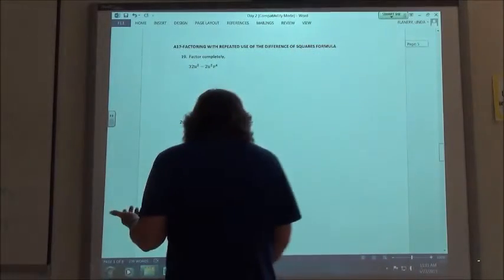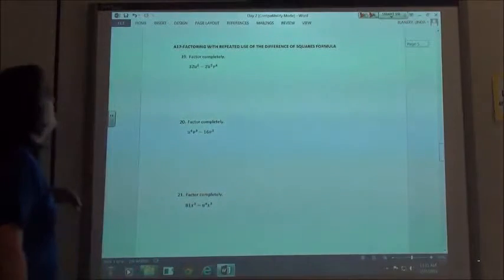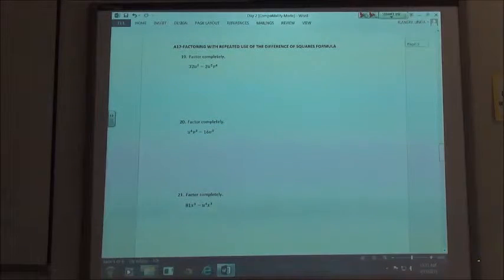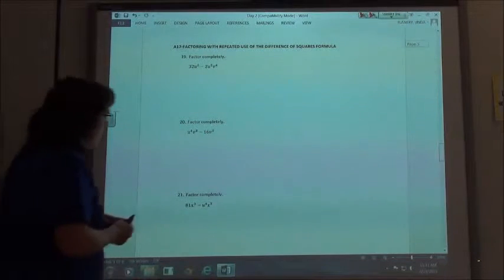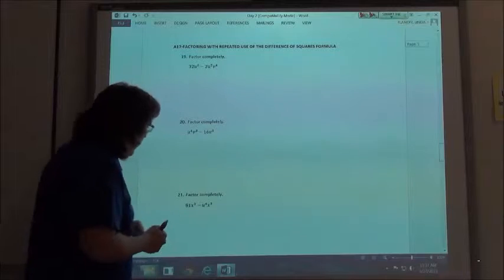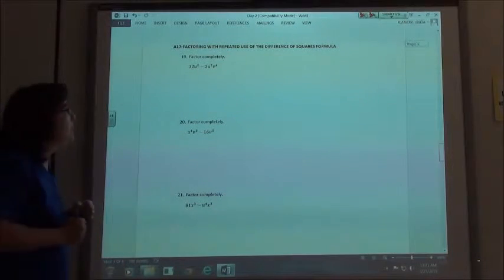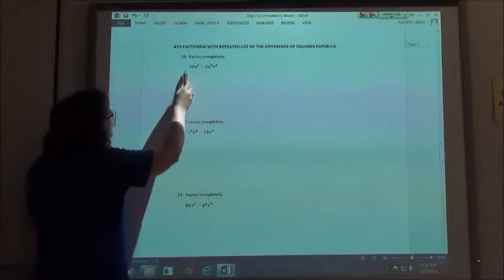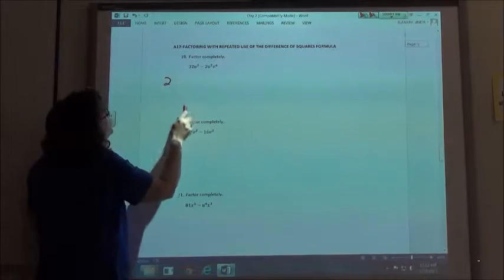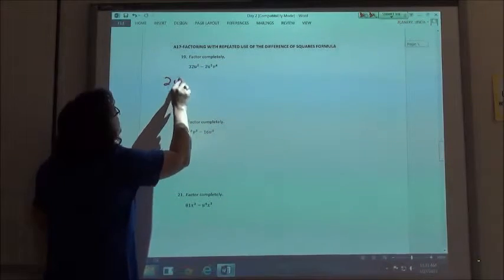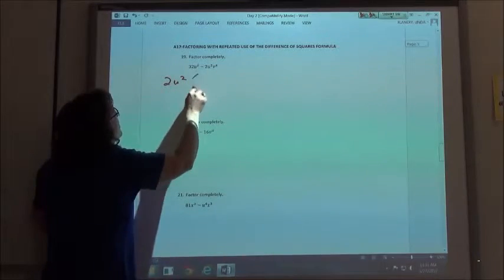Now the next one again tells me to factor completely in the directions. The name of it is factoring with repeated use of difference of squares. So you'll see where that comes in, where I have the repeated use of the difference of squares formula. But again, it says factor completely, and whenever it says factor completely, there's my sign, take out the greatest common factor first. So in this case, I can divide both of those by 2, and they both also have a u squared. Can't take out any v's.